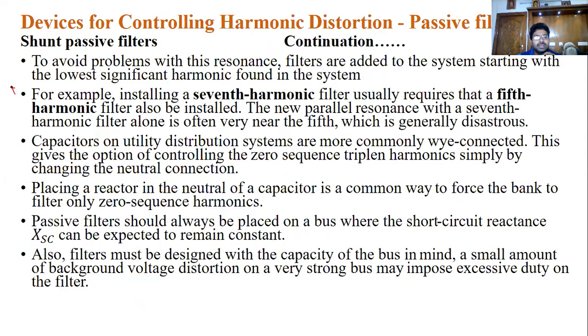Now see this. What is the drawback of this one? When you install a seventh order harmonic filter, it usually requires a fifth order harmonic filter as well. This is one type of filter and this is the second type, so two filters are required. That is the main drawback of the shunt filter. Then what is the advantage of the shunt filter? It can produce resonance, but at a small level, so it will not damage the transformers and other things. But series filters also produce some resonance effect.